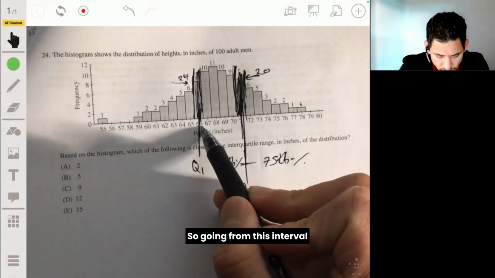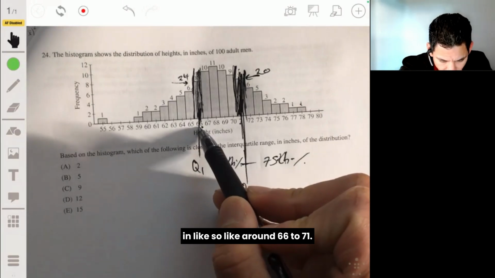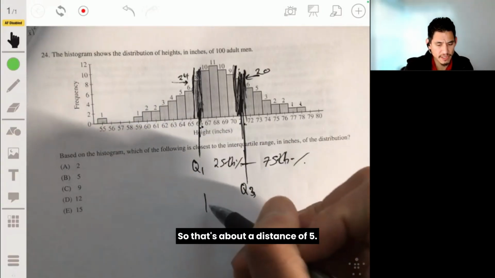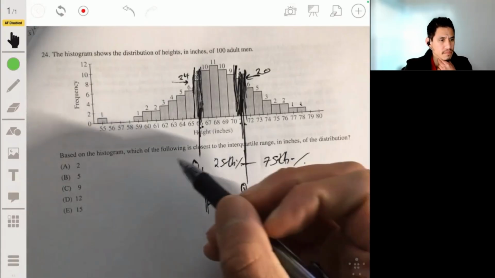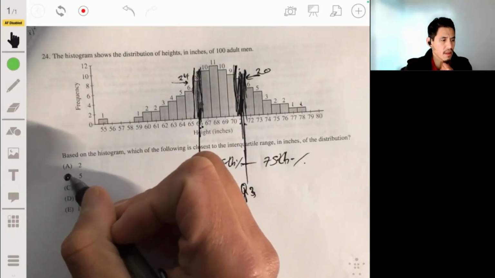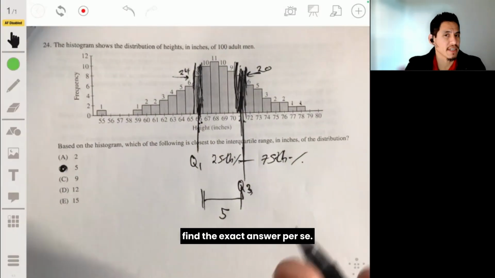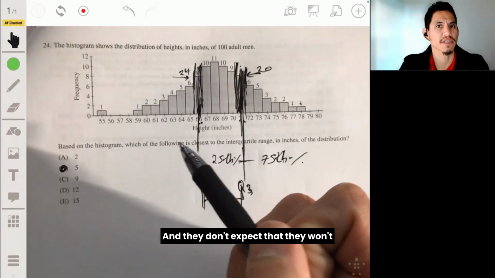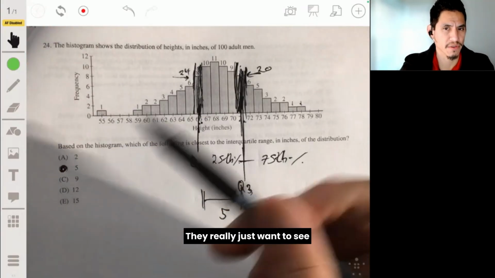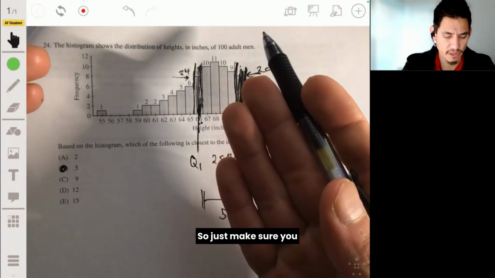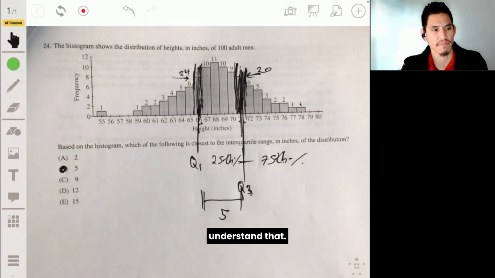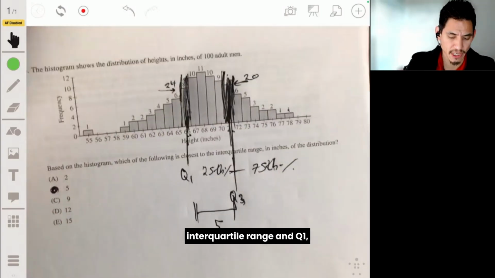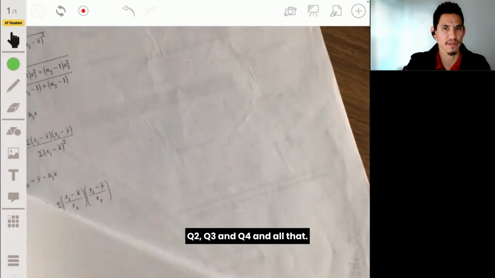So going from this interval to this interval, somewhere around 66 to 71. So that's about a distance of 5. And so the answer will be B. And just so you know, you can't find the exact answer per se, and they don't expect that. So they won't have answers that are very close. They really just want to see if you get the general idea. So just make sure you understand that percentile idea when talking about interquartile range and Q1, Q2, Q3, and Q4 and all that.